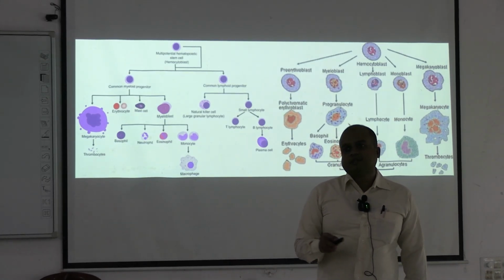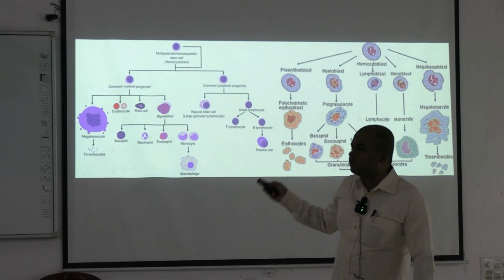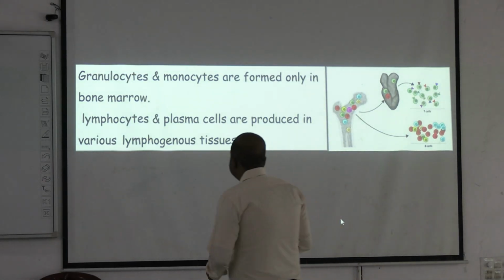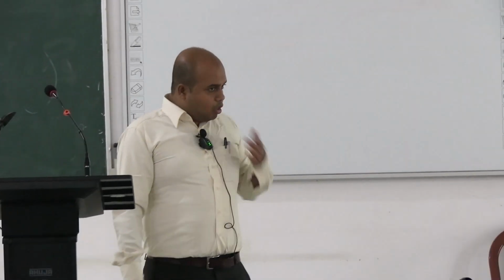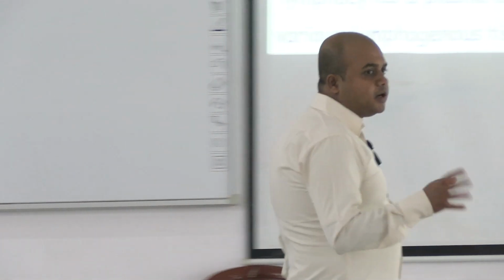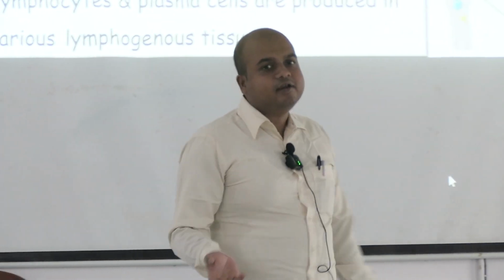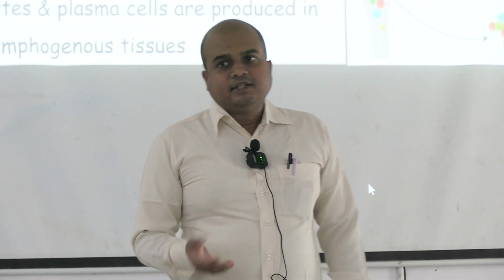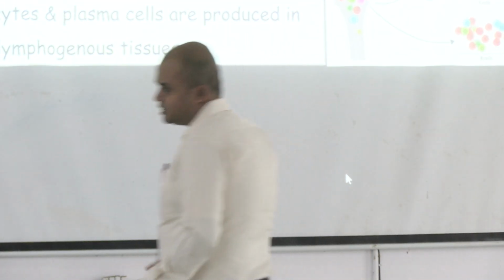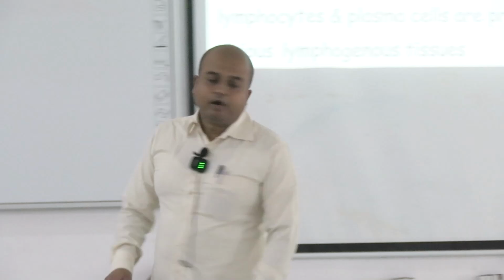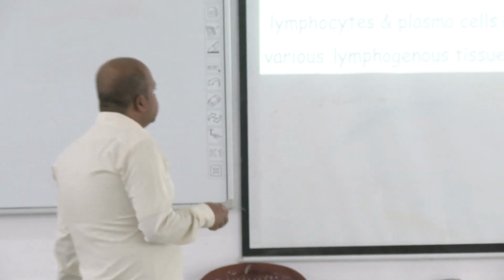Just this difference you have to remember: the granulocytes are from the myeloid lineage, and the lymphocytes are from the lymphoid lineage. Granulocytes and monocytes are formed in the bone marrow. Some lymphocytes originate from the bone marrow, but their development is in other lymphoid tissues. For example, the T lymphocytes develop in the thymus. The thymus is one type of lymphoid tissue, and there are various lymphoid tissues.